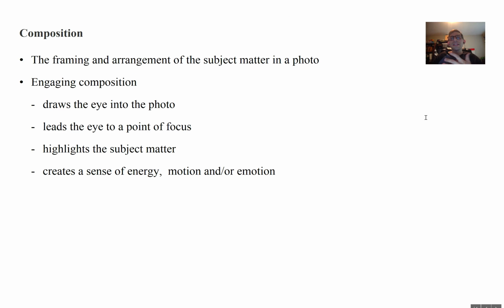Composition. What is composition? Composition is the framing and arrangement of the subject matter in a photo. Things that help composition: what is engaging? Does it draw the eye into the photo? Does it lead your eye to a point of focus, the important part of the photo? Does it highlight the subject matter? Composition also creates a sense of energy, motion, and or emotion.